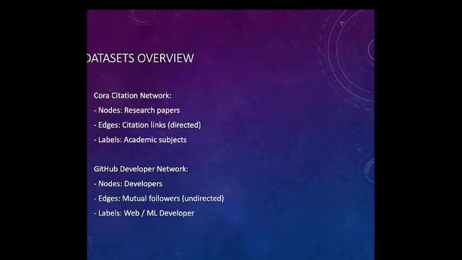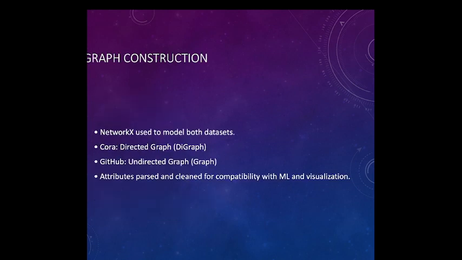We used two datasets: the Cora citation network, where nodes represent research papers and edges represent citation links. Each paper is labeled with one of seven research topics. And the GitHub developer network, where nodes are developers and edges are mutual followers. Each developer is labeled as either a web developer or a machine learning developer. We used NetworkX to construct both networks.